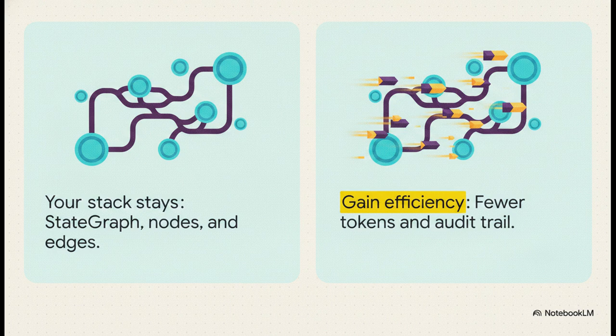Your StateGraph, node functions, conditional routing, and checkpointers, all of that stays. But what you gain is staggering. 57 to 62% fewer prompt tokens per graph run, a dedicated rule chain audit trail, and cryptographic tenant isolation. And you get all that just by adding one decorator to your existing nodes.